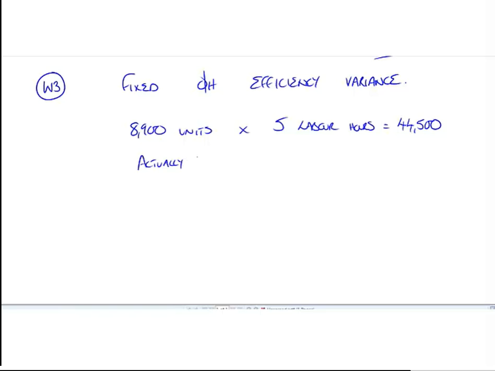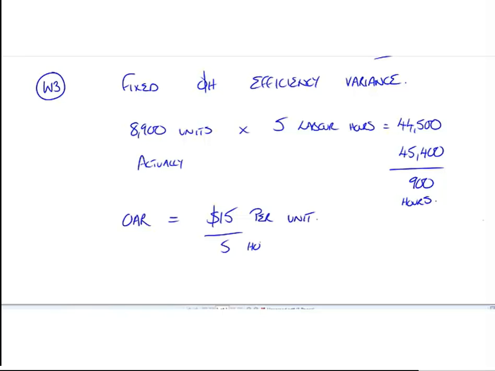When we look at the information, we can see that they actually took us 45,400 hours. So therefore we have a variance of 900 hours. And what we need to do is value that variance of 900 hours. We're going to value the variance at the fixed overhead absorption rate per hour, given that we're looking at the fixed overhead efficiency variance. Previously we had calculated an overhead absorption rate equal to $15 per unit. We did that when we worked out working one for our budgeted profit. If we divide that by the 5 hours per unit, that will give us an overhead absorption rate of $3 per hour.